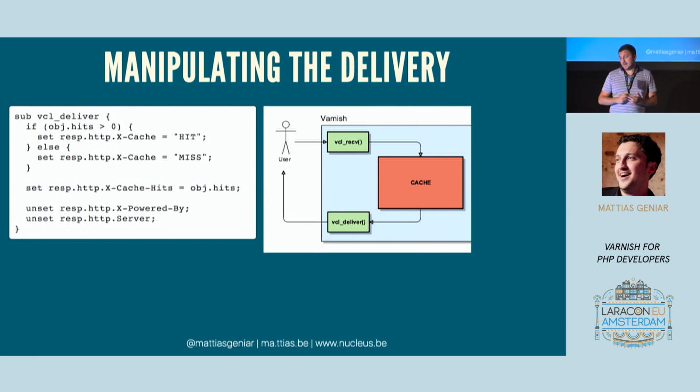You can also add some if statements that if the object that you're going to be delivering has hits, meaning cache hits, then you can say that it was a hit. If not, it was a miss. And those are just the headers that you can see when you're debugging in your network inspector or with curl. In this case, we'll also remove the X-Powered-By header, something that PHP likes to set to indicate its own version.